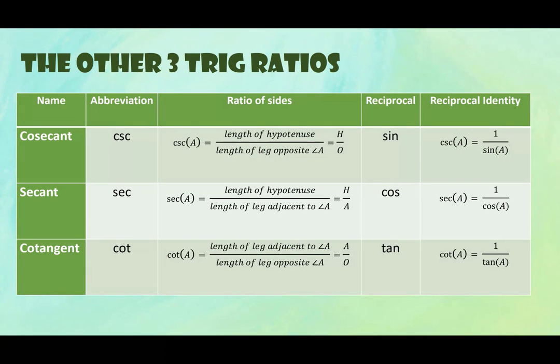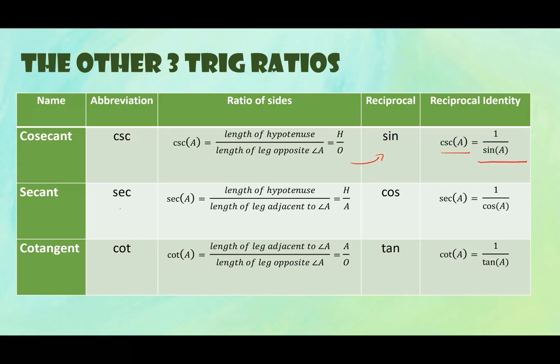So we have 3 more trig ratios that we need to discuss, and those are cosecant, secant, and cotangent. And what they are is they're actually reciprocals of the first 3 that we learned. So let's look at the first one. We have cosecant, abbreviated CSC, and that is the length of the hypotenuse over the length of the opposite side, which if that sounds really familiar to you, you should notice that that is actually the reciprocal of sine. So cosecant of A is actually 1 over sine of A. So cosecant is hypotenuse over opposite.